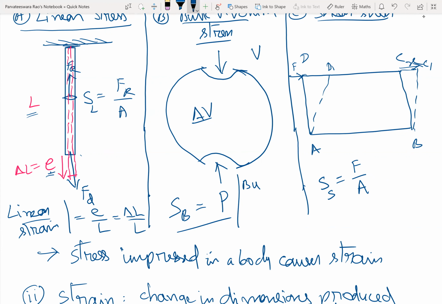Volume or bulk strain. In a similar way, change in volume by original volume, right? Yes, sir. Delta V by V. And whenever you increase the pressure, volume decreases, so there will be a negative sign for this.